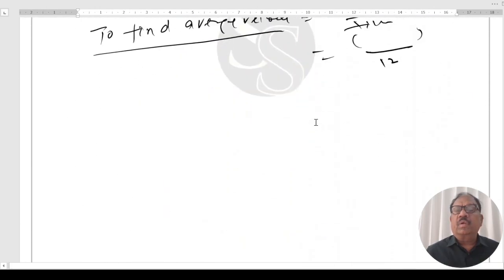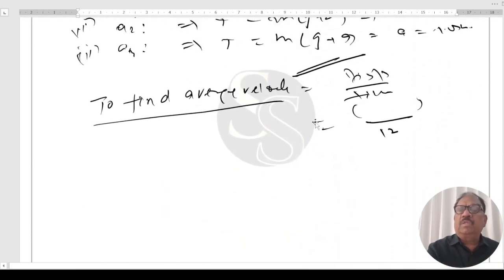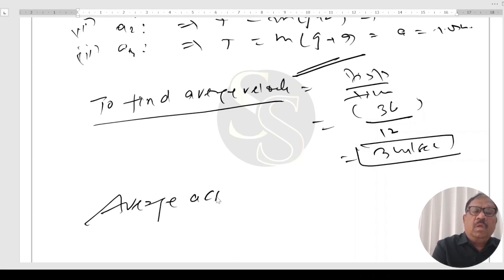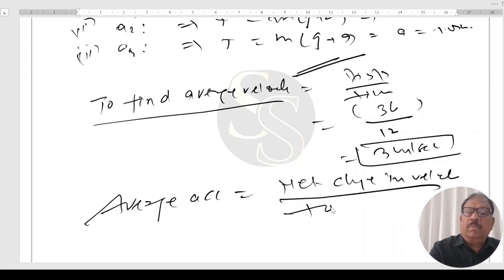Then displacement is 36, so 3 meter per second is the average velocity. And to find the average acceleration, it is the net change in velocity divided by the total time.